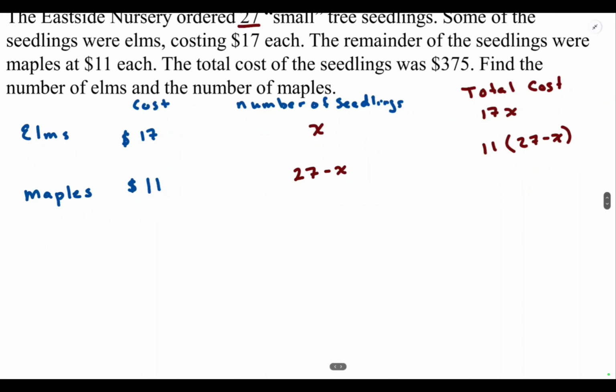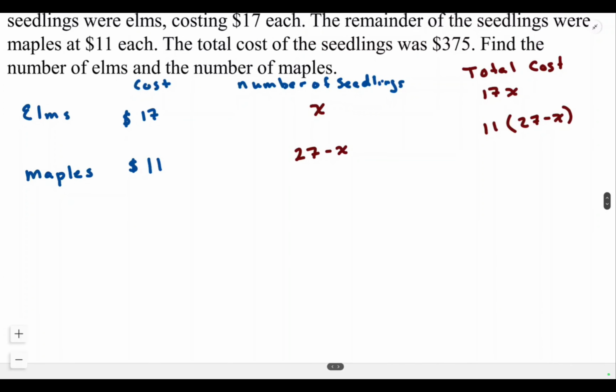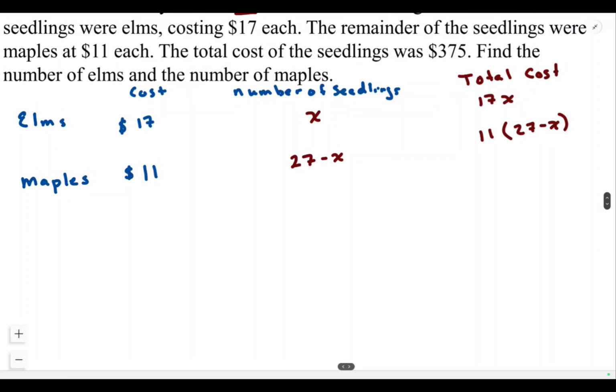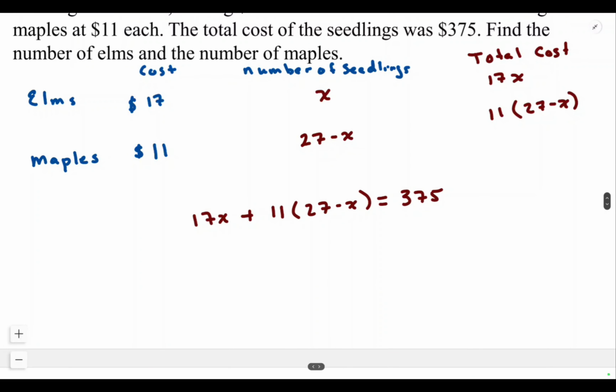Now my question to you is, when we write this out, we'll just have 17x plus my 11 times 27 minus x, and that'll be equal to 375. Because the total price is 375. That's how much they spent. And guess what we're going to do with this? Solve it out. So make sure you have your calculator out.